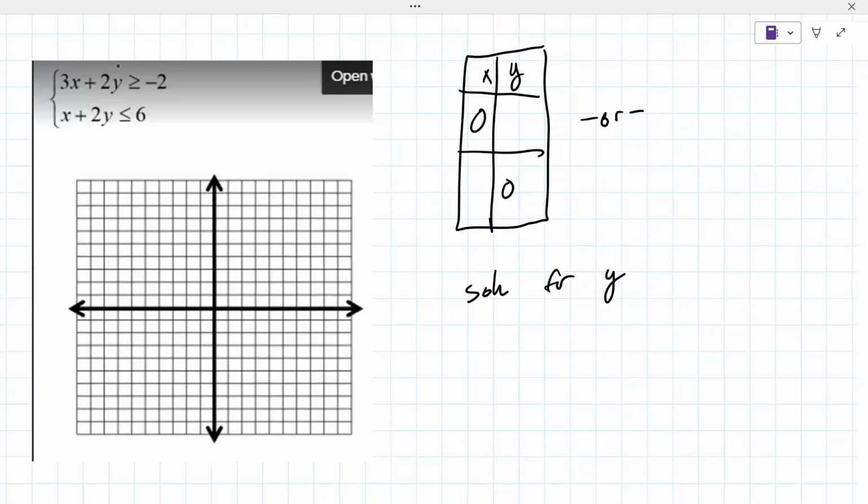so if I take out x, y is 3, and if I take out y, x is 6. Then (0, 3) and (6, 0). Are you doing the second one or the first one? Second one. Okay.